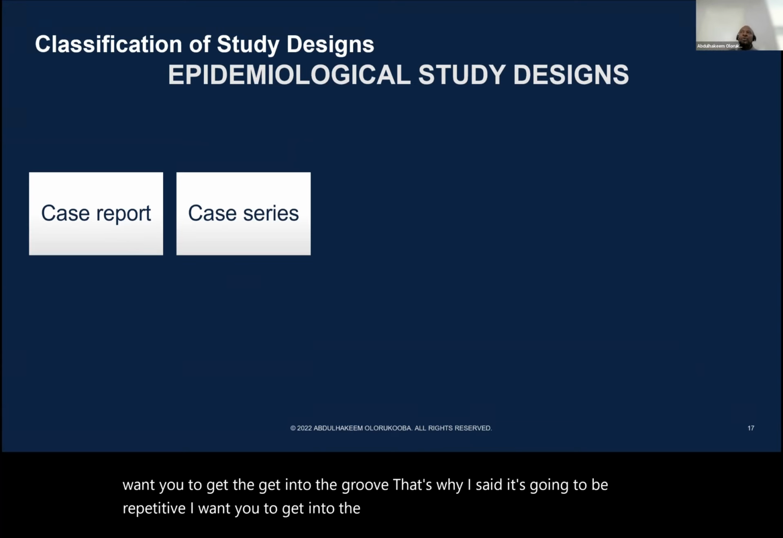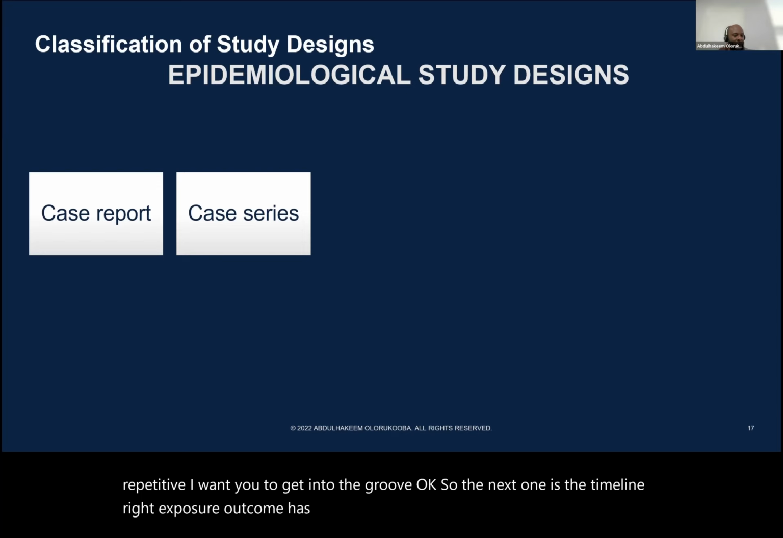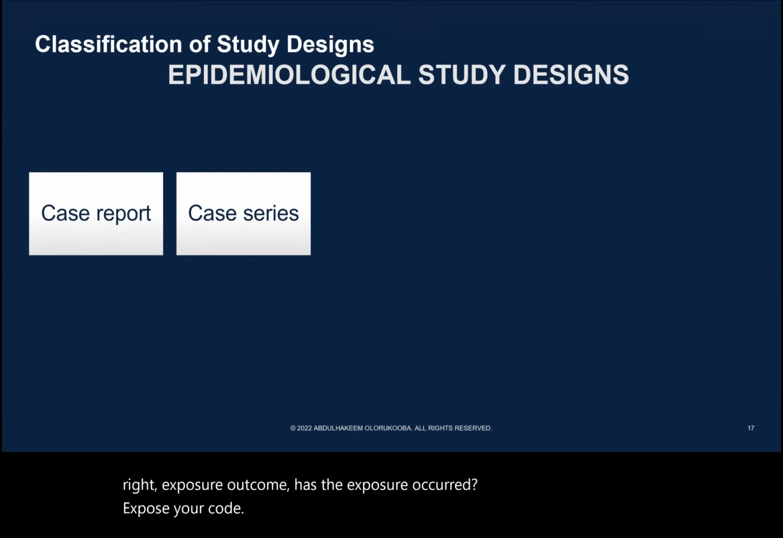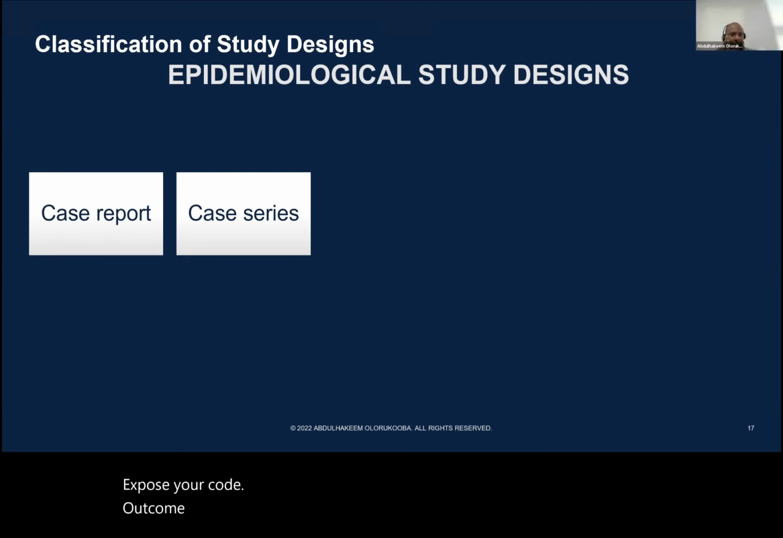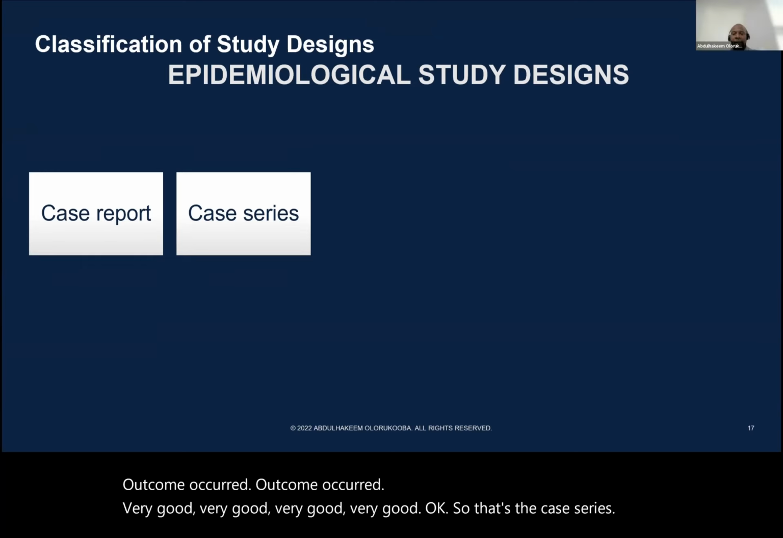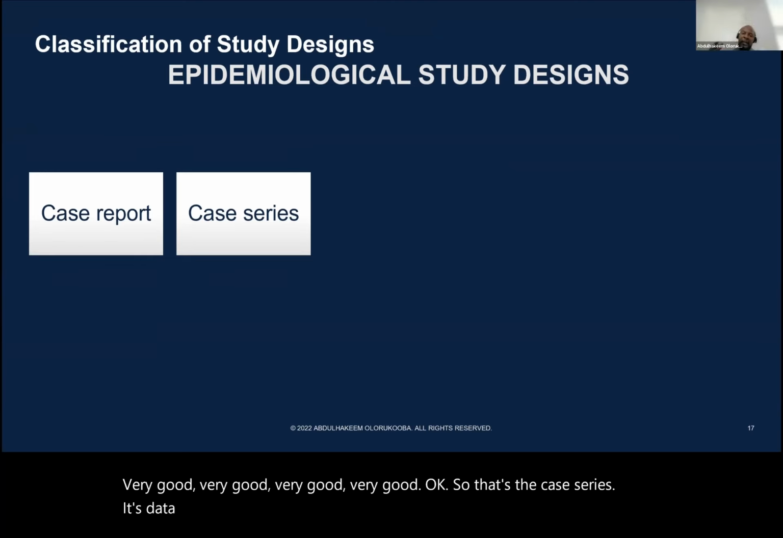Okay, so the next one is the timeline. Exposure, outcome. Has the exposure occurred? Yes. Outcome occurred? Yes. Very good. So that's a case series. It's data from a group that has these atypical features that identify the medical problem.